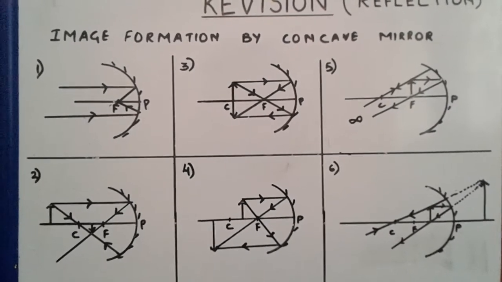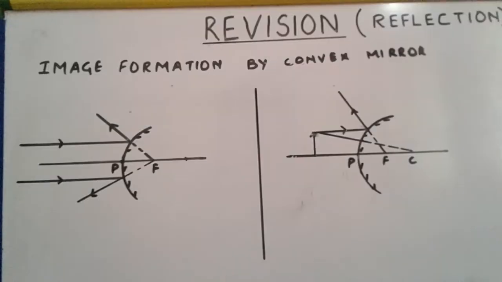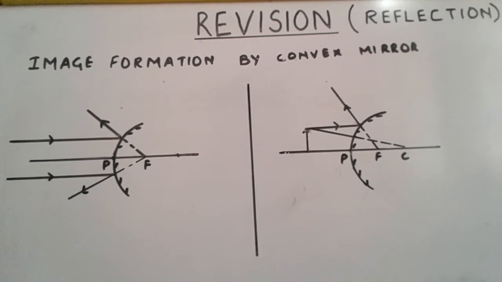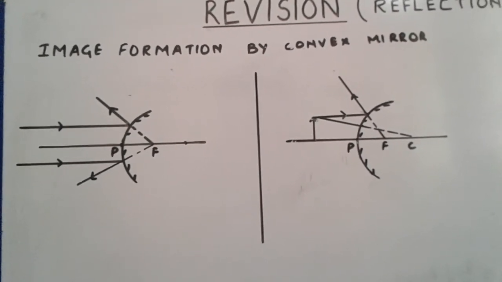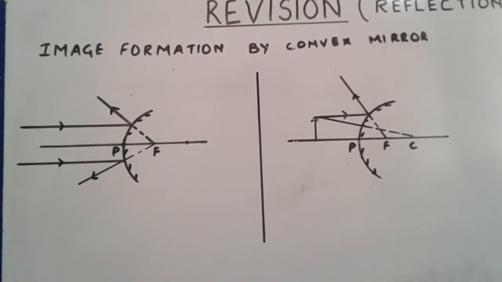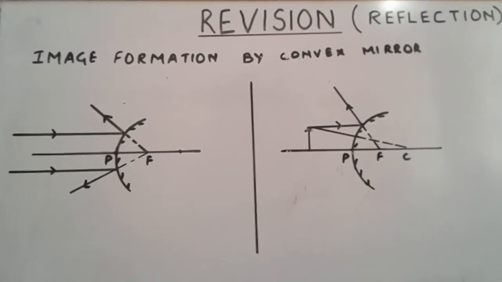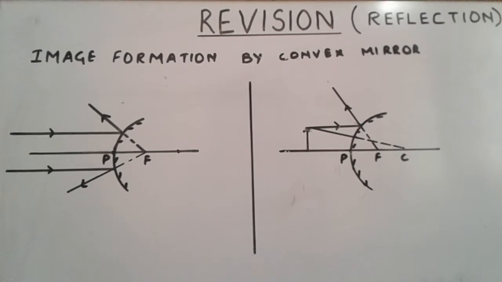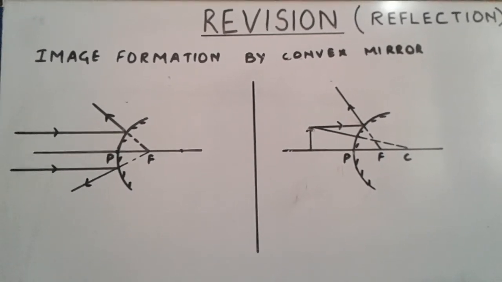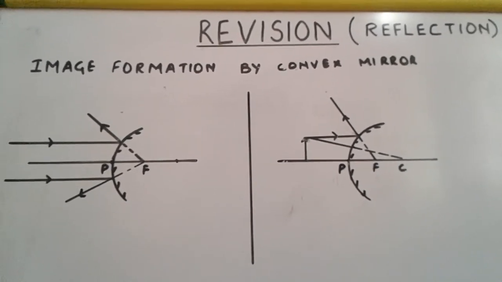Apart from that, we have 2 cases of the convex mirror. The next is the image formation by the convex mirror, and there are only 2 cases. The first is when the object is placed at infinity, and the second is when it is placed anywhere on the principal axis. Apart from this, there are applications, nature and size, which were written in the notes. Please go through those also.